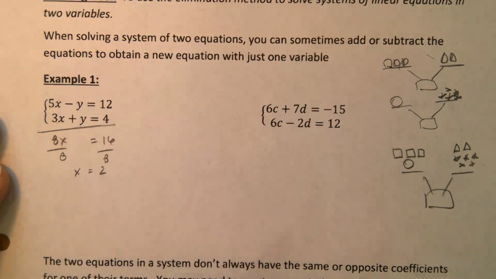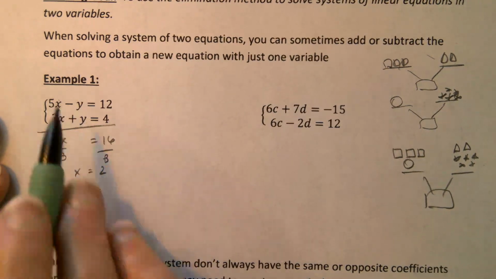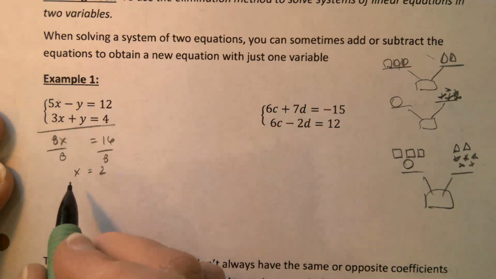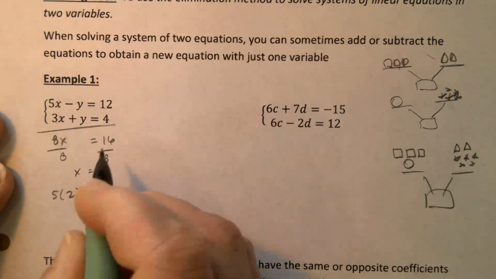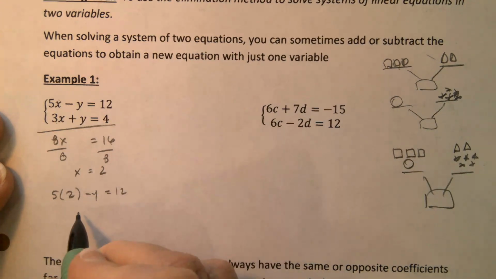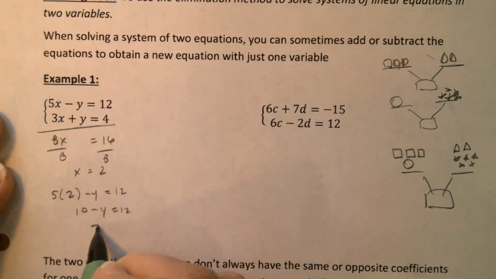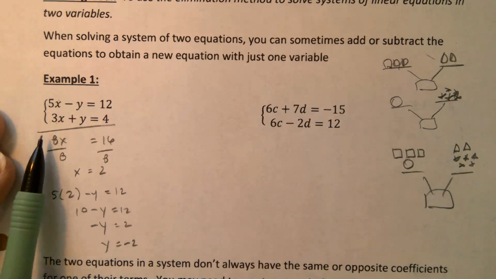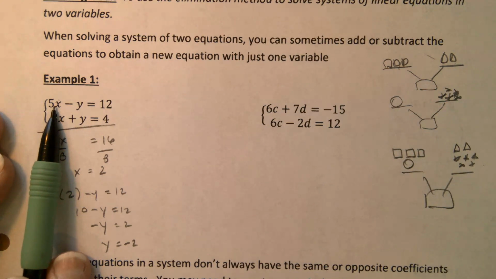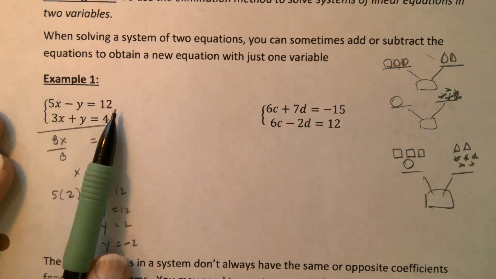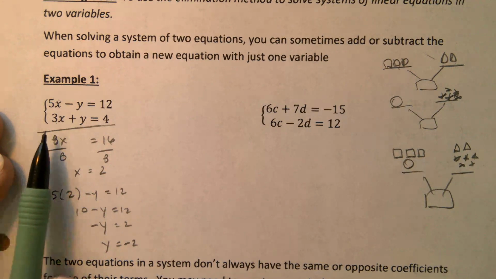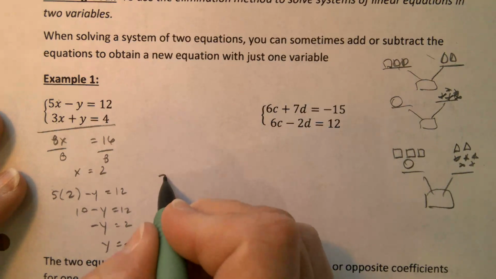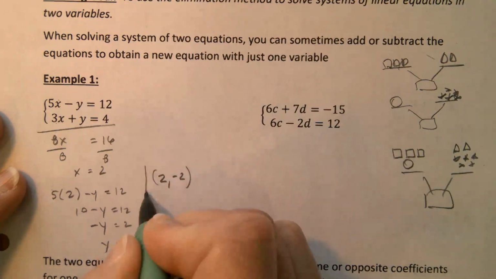I then plug it back in. So I'm going to use substitution now. I'm going to plug it back into either one of these equations to solve for y. If I plug it back into the first one, I'd have 5 times 2 minus y equals 12. 10 minus y equals 12. Negative y equals 2, so y is equal to negative 2. Let's quickly check. If I plug in 2, this gives me 10. 10 minus negative 2 is the same as 10 plus 2, which is 12, so that works. If I plug them in here, 3 times 2 is 6, minus 2 is 4. So my solution then is 2, negative 2.